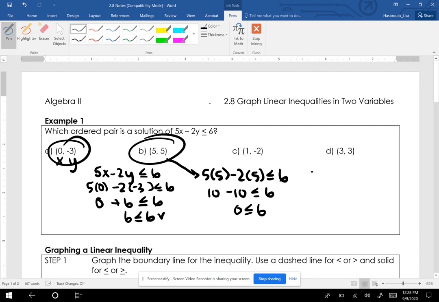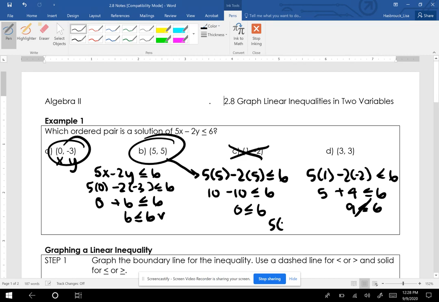For part C, we would substitute 1 for x and -2 for y. 5 times 1 is 5. -2 times -2 is 4. So I get 5 plus 4 less than or equal to 6. 9 is not less than or equal to 6, so C is not a solution. And we could do the same thing for part D. 5 times 3 minus 2 times 3 and see if that's less than or equal to 6. 15 minus 6 less than or equal to 6. 9 again is not less than or equal to 6. So D is also not a solution.